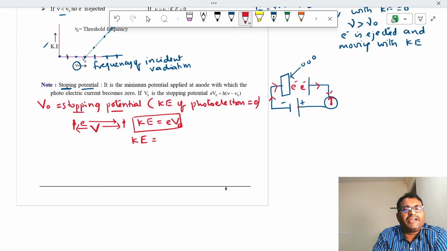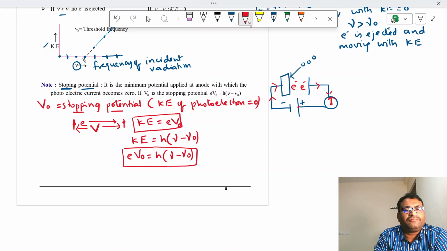Before we have discussed kinetic energy is equal to h into nu minus nu naught. Equate these two, then what do we get? eV naught is equal to h into nu minus nu naught. What is e? Charge of an electron. V naught, stopping potential. The remaining things you know. h, Planck's constant, nu, frequency of incident radiation, nu naught, threshold frequency.